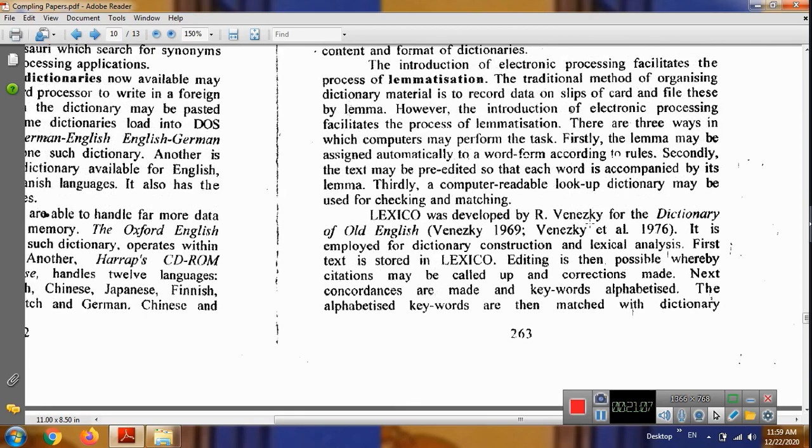Lexical was developed by R. Venezky for the Dictionary of Old English. It is employed for dictionary construction and lexical analysis. First, text is stored in Lexical. Editing is then possible whereby citations may be called up and corrections made. Next, concordances are made and keywords alphabeticized. The alphabeticized keywords are then matched with dictionary headwords.